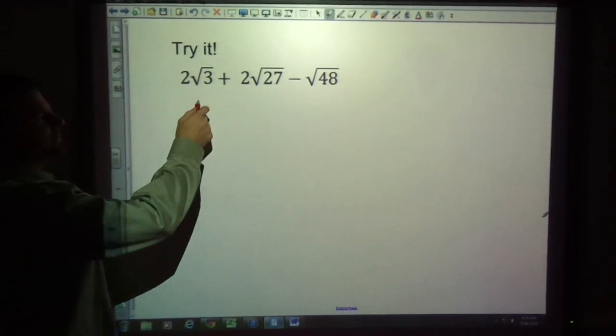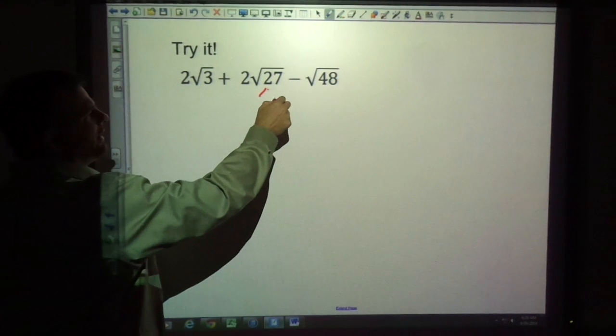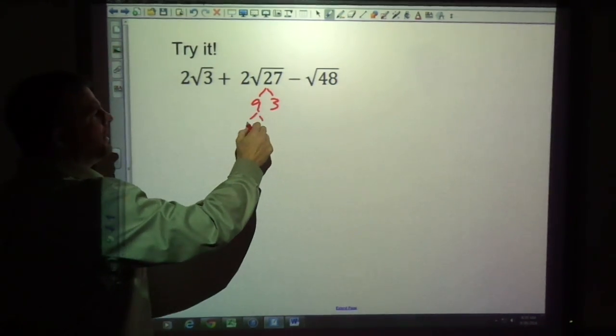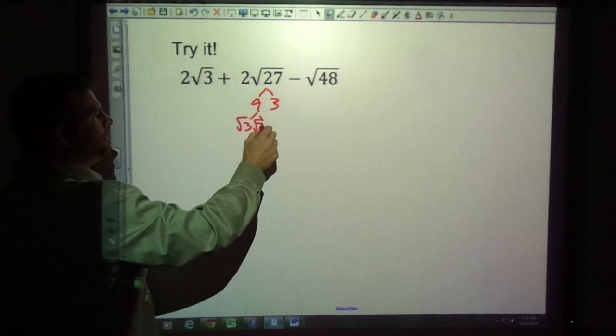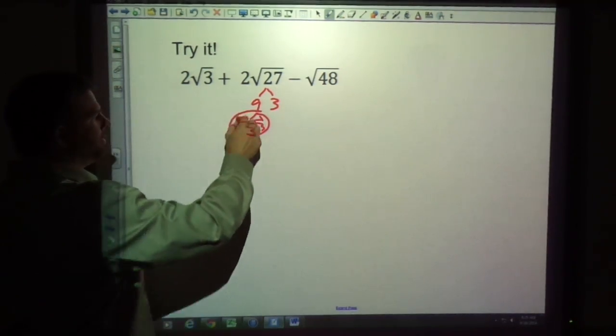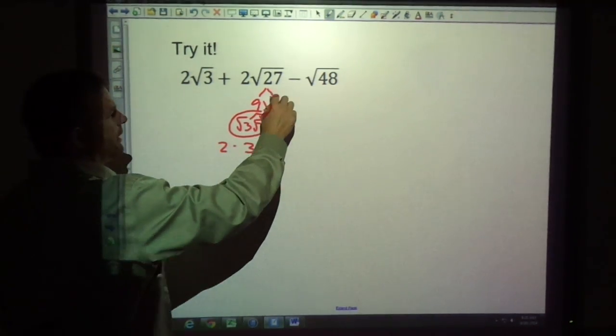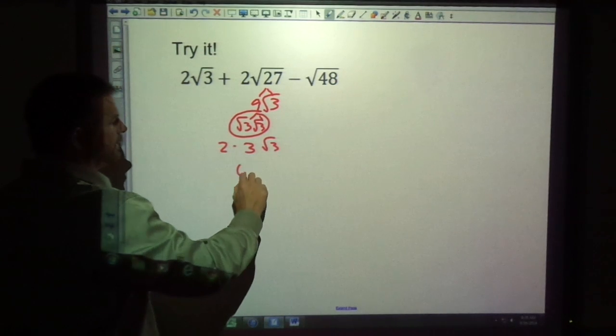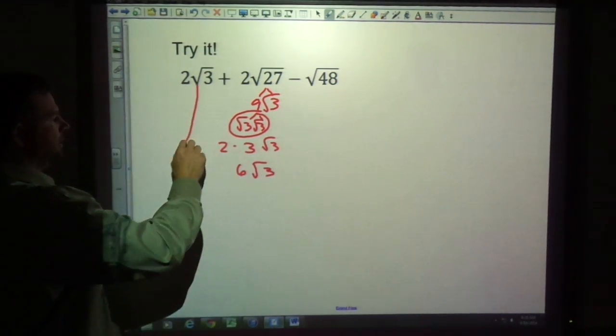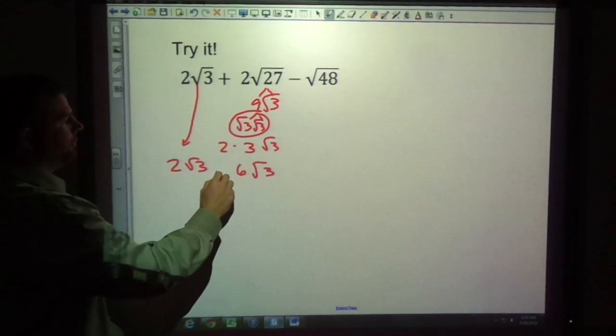This one, 3 is as small as I can make it. 27 I can make smaller. 3 and 9. Here's a pair of 3's. We have a plain 2. And we've got a radical 3 left over, so this is 6 radical 3. This one was 2 radical 3.